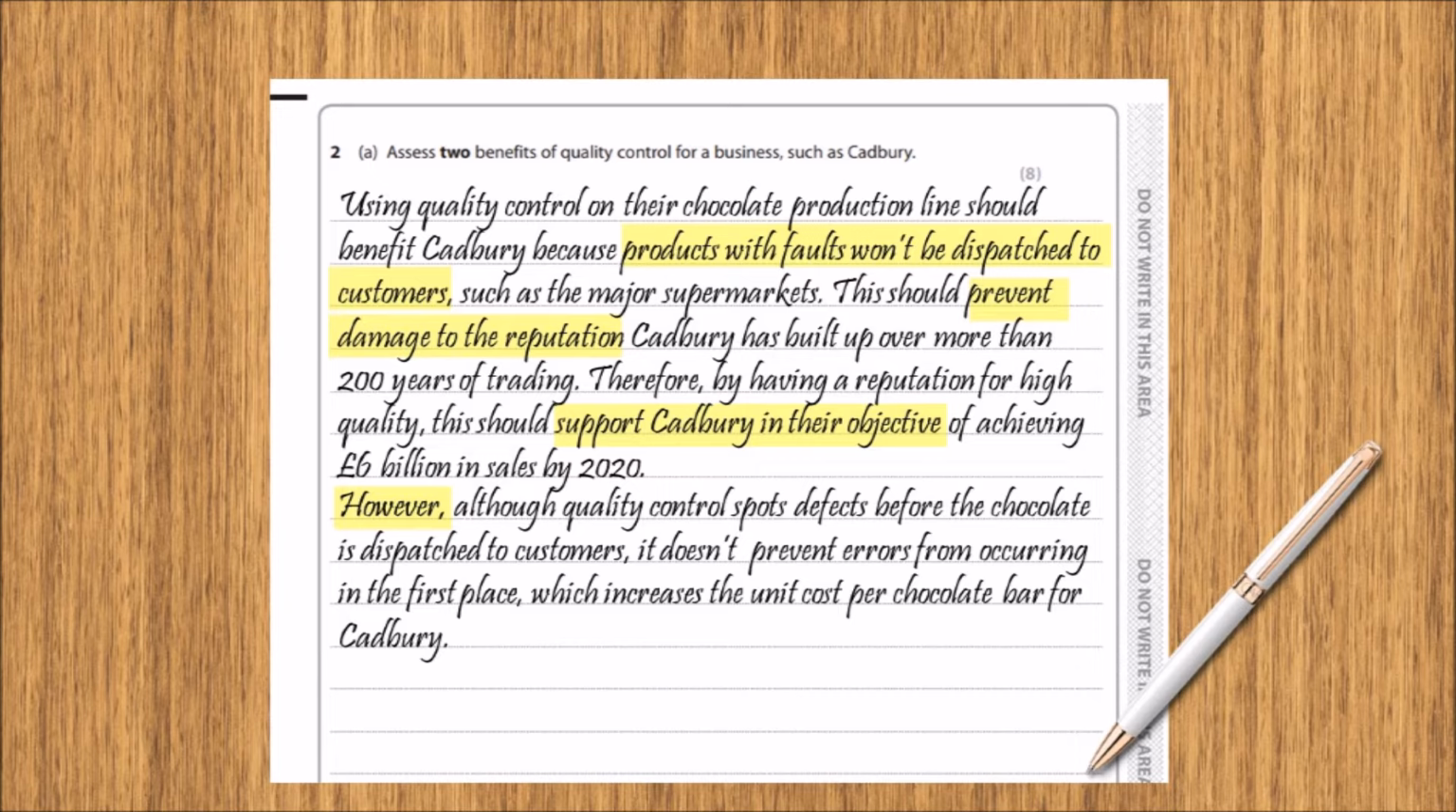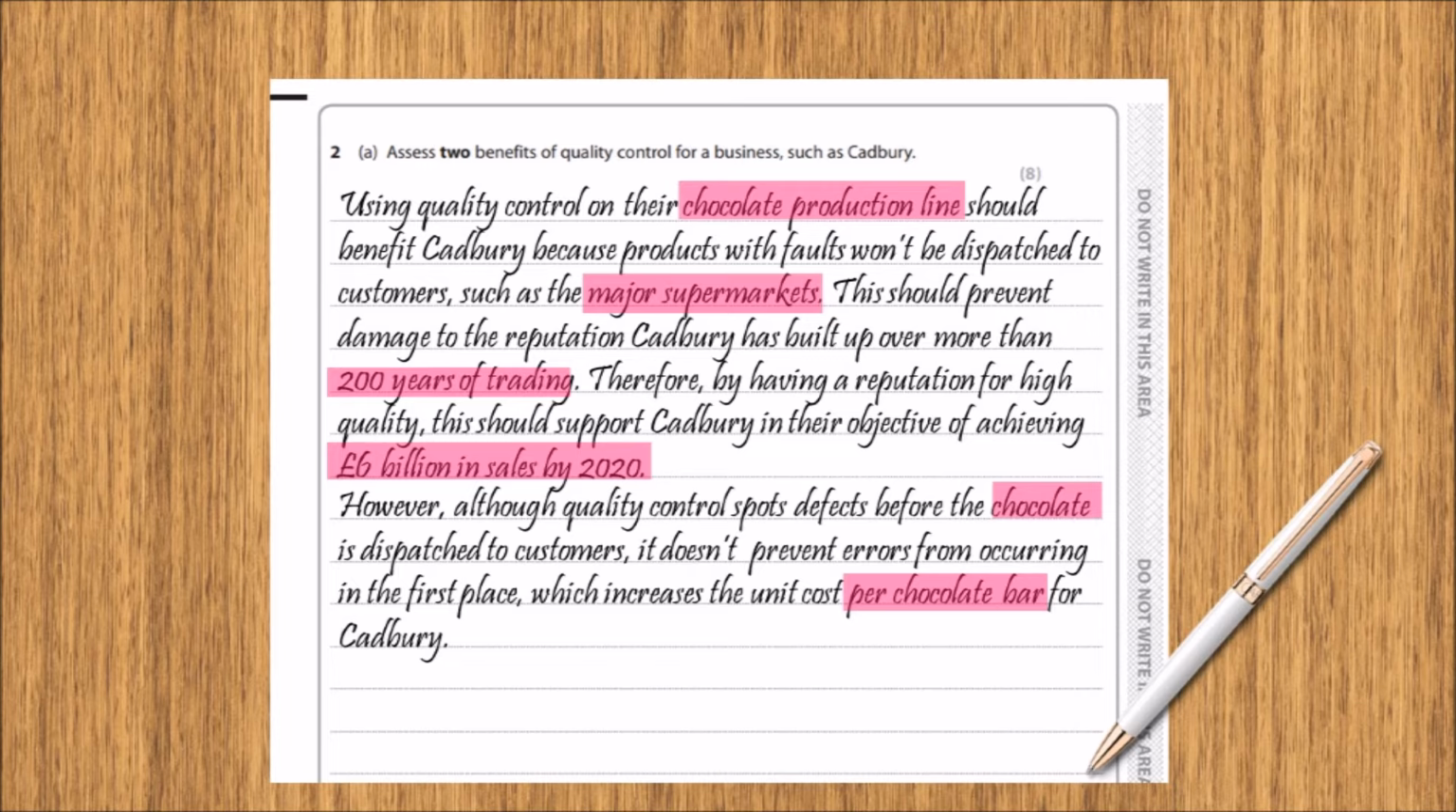Where have we got the application going in this answer to make sure that we get into those top levels when the examiner's marking it? Well, we've talked about chocolate production lines. We've talked about the kind of customers that Cadbury's have, like the major supermarkets. We've pinched that line about 200 years of trading. Perhaps the best bit of application in there is that use of the 6 billion in sales by 2020. So we've actually referenced what this business in this case study is trying to achieve. Even in a "however" section there, you'll see that we've mentioned chocolate and chocolate bars just to keep the whole section in context.